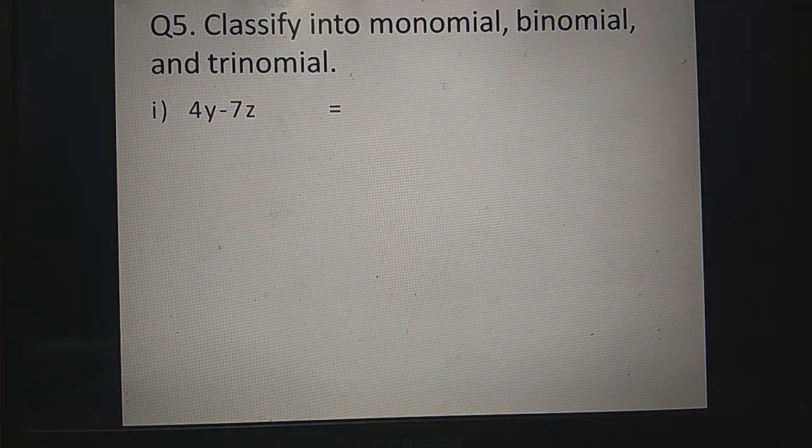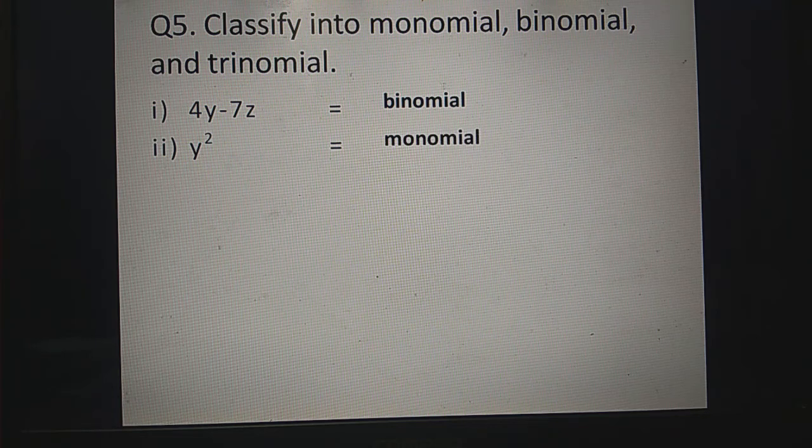How many terms are there? Yes, two terms. So it's binomial. How many terms are there? Only one. So it's monomial. Basically, keep it in your mind, the terms are separated with plus and minus sign.